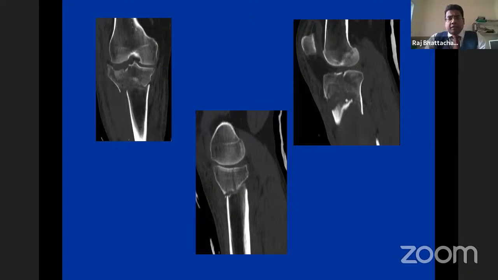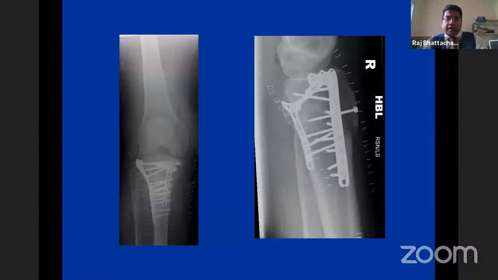The coronal and the sagittal views are also important. They give you an idea of the degree of depression and also of the fragment, the posteromedial fragment, so to speak, or the posterolateral fragment if you have one. And essentially for me, these fractures are dealt with using 2 separate incisions with a plate at the back and one on the front on the anterolateral aspect.